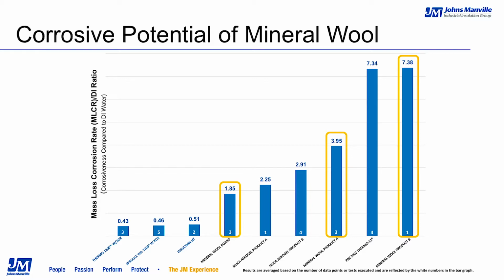So to summarize what you see here, you notice that the Thermo 1200, the Spool Pearlite, and the Insulthin HT greatly outperform all other products we tested. And although mineral wool did not prove to be one of the best with corrosion, the board insulation showed to be less corrosive than the other mineral wool products tested.